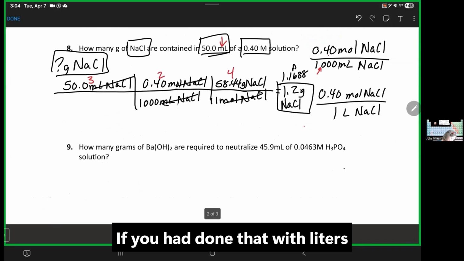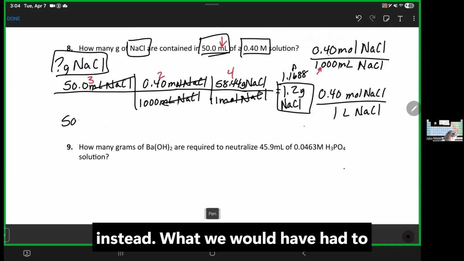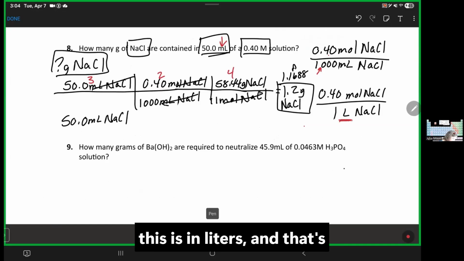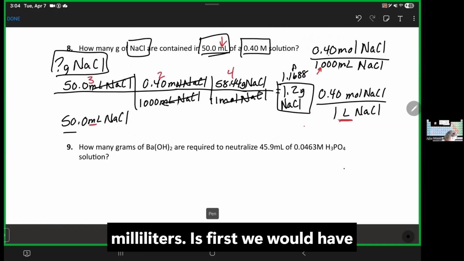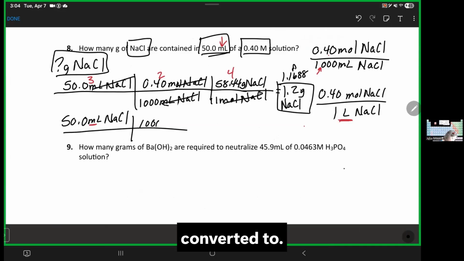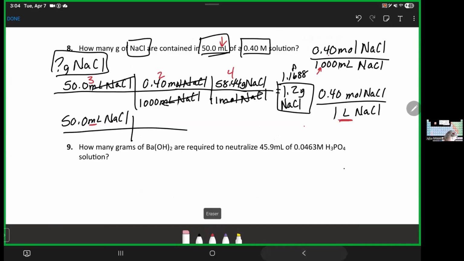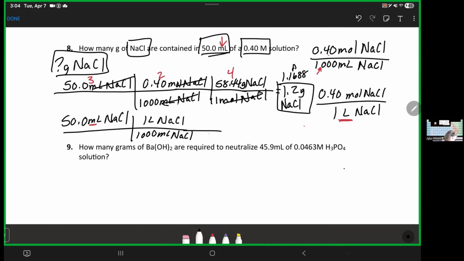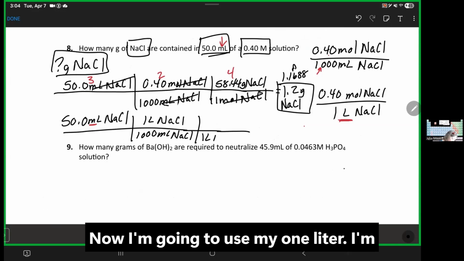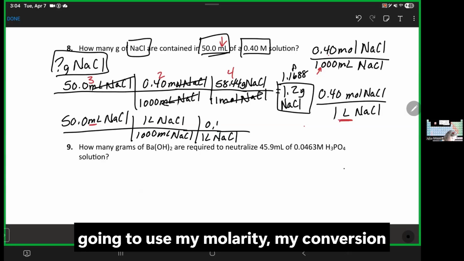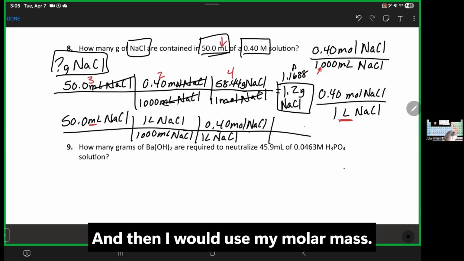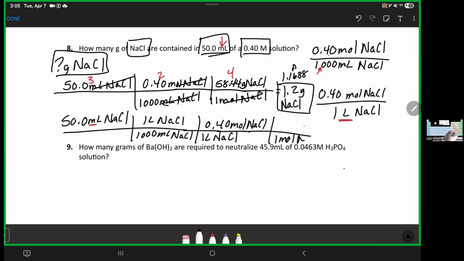If you had done that with liters instead, what we would have had to do, because this is in liters and that's milliliters, is first convert over to liters. Now I'm going to use my 1 liter. I'm going to use my molarity, my conversion factor. And then I would use my molar mass.